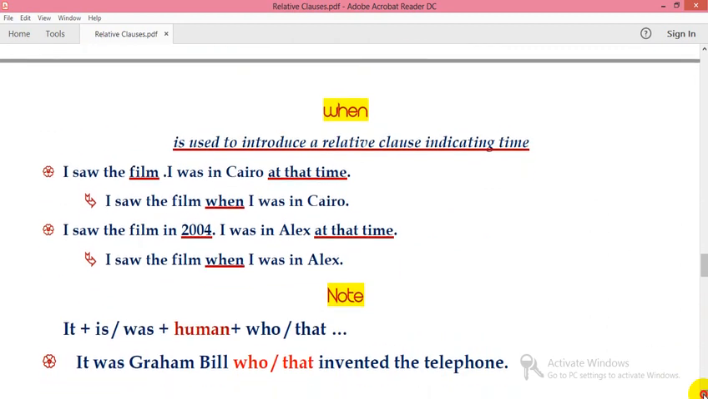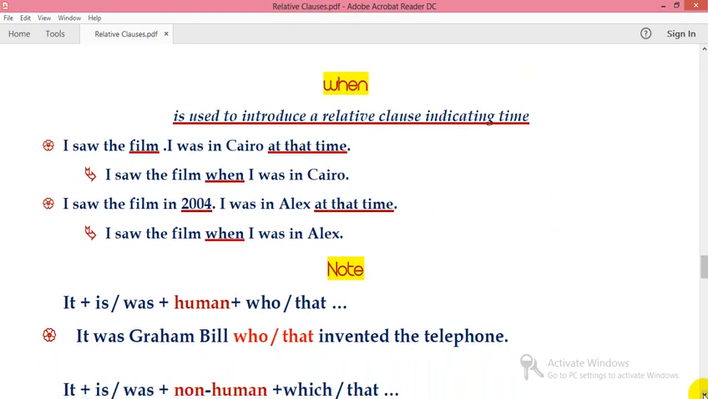When we talk about when, it is used to introduce a relative clause indicating time. I saw the film. I was in Cairo at that time. I saw the film when I was in Cairo. And we have another example when I say I saw a film in 2004.